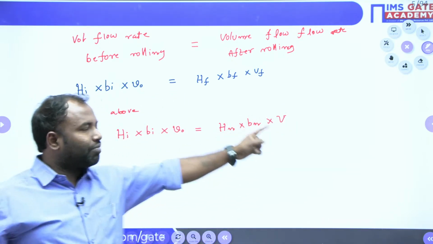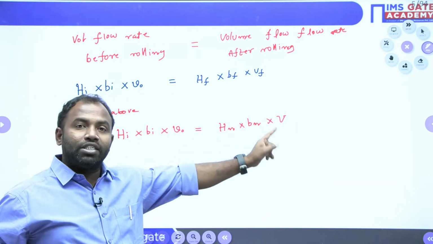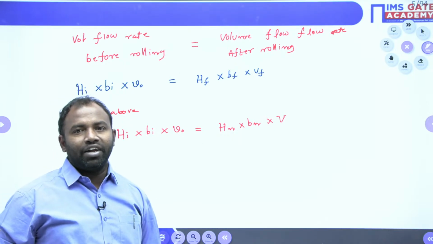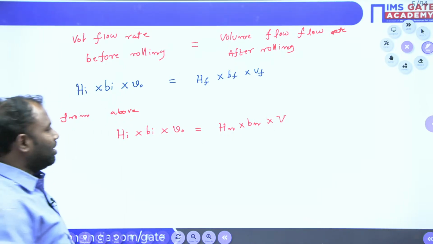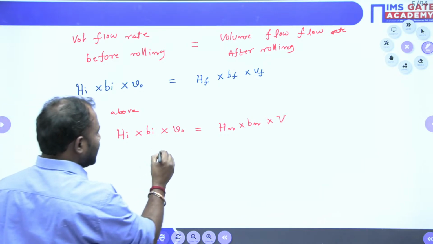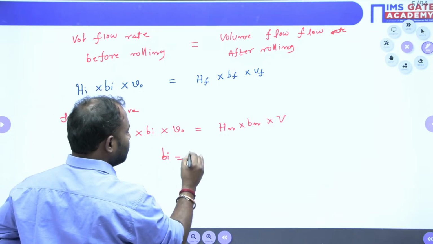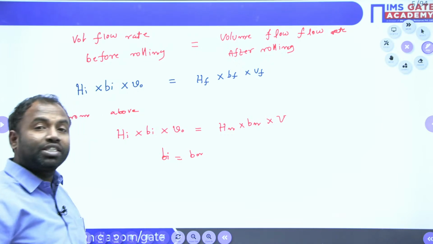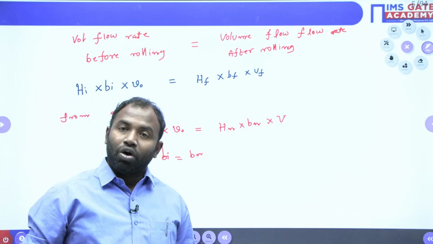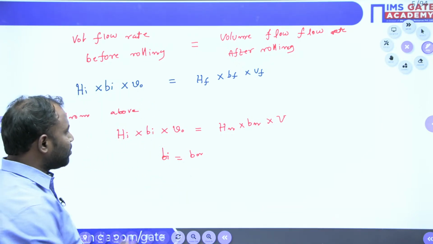Because roller surface velocity at neutral point is equal to workpiece velocity. Clear, everybody? Okay. Hope you understand. Right. Now, from here, as we know that B initial is equal to Bn. Why? Because in the rolling operation, width of the workpiece we consider it as constant. That is why width of the workpiece is constant.